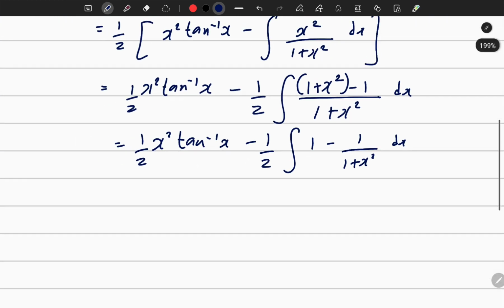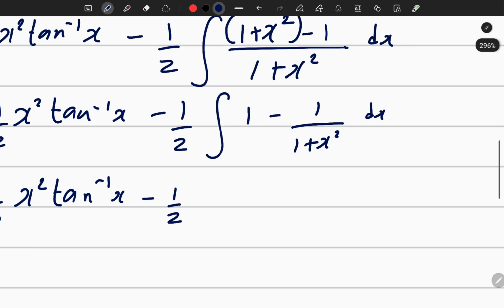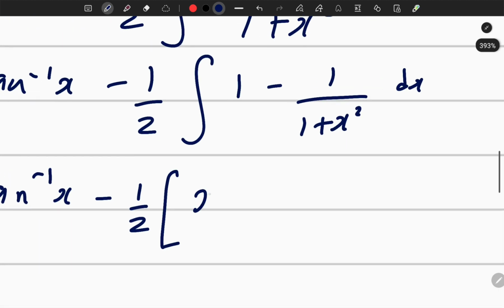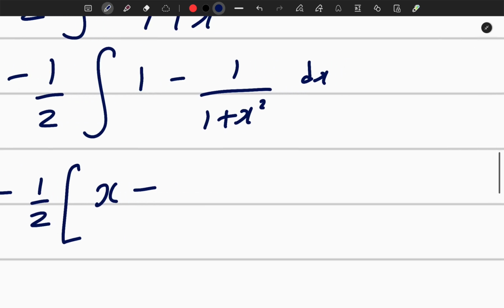So I am going to simplify again. 1 over 2 x square tan inverse x minus 1 over 2. The integral of 1 is x, right? Minus the integral of 1 over 1 plus x square. So the integral of 1 over 1 plus x square is what? It is tan inverse x.